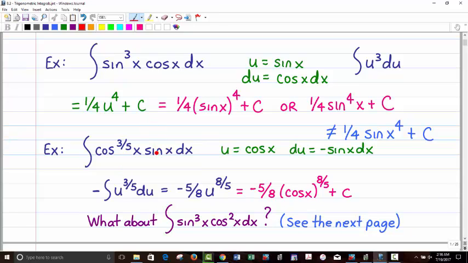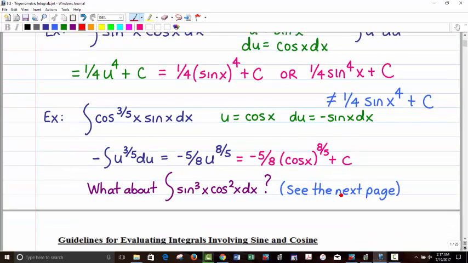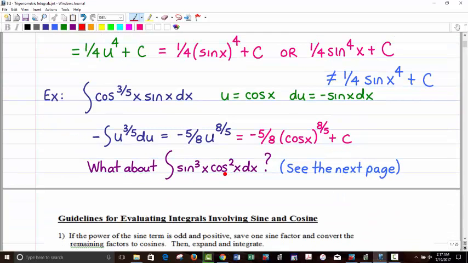So same thing here, sine to the first power, so you have to let u be cosine. And no problem, the du will be a negative sine of x. You'll have to adjust for the negative. And you're just integrating negative u to the 3/5, no problem. But now we're starting to get into stuff like this.